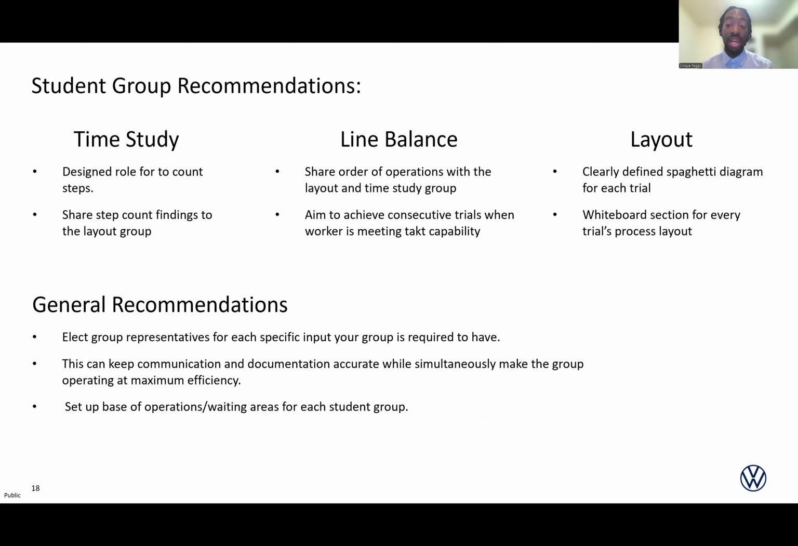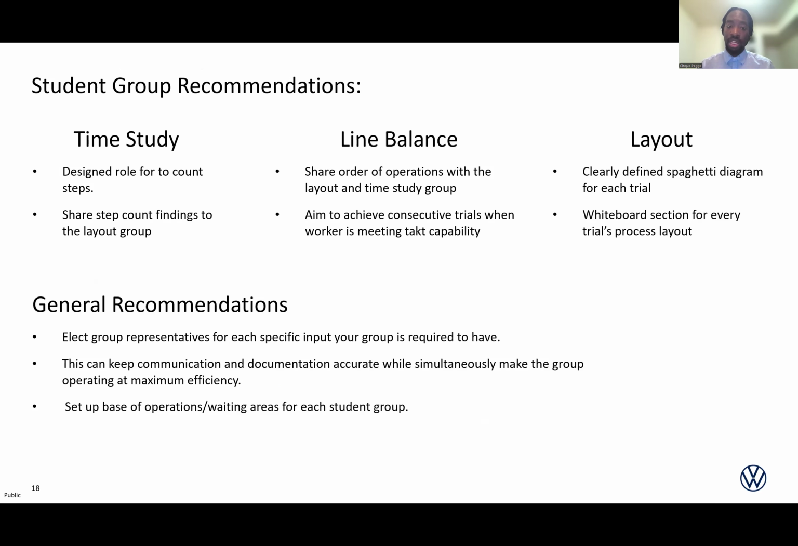And lastly, for the layout team, I would just say more clearly defined spaghetti diagrams. We only had two, and those didn't have steps, so more spaghetti diagrams, and also a whiteboard area, that way, as changes are being made to the layout, the other team members can see.